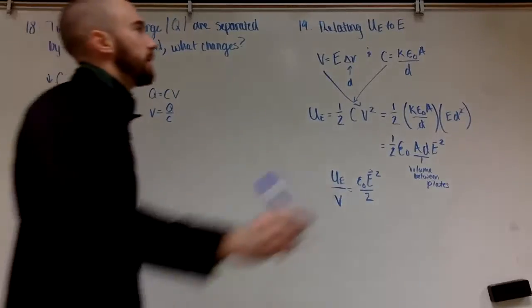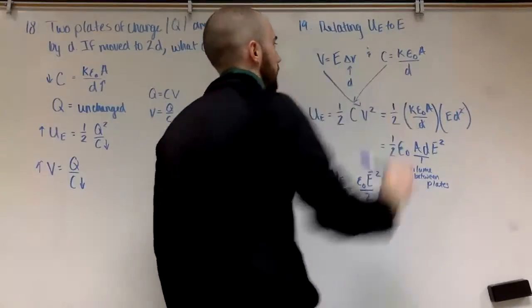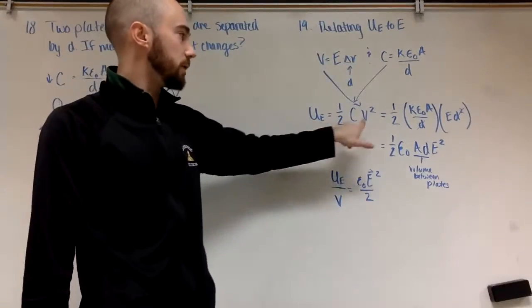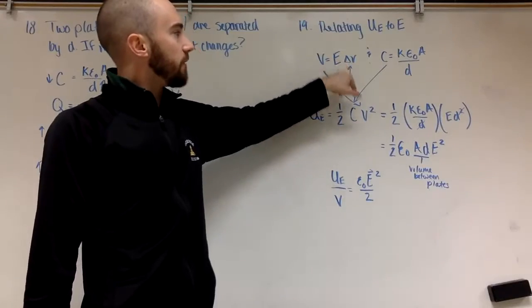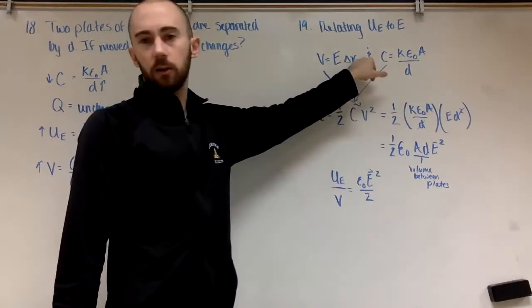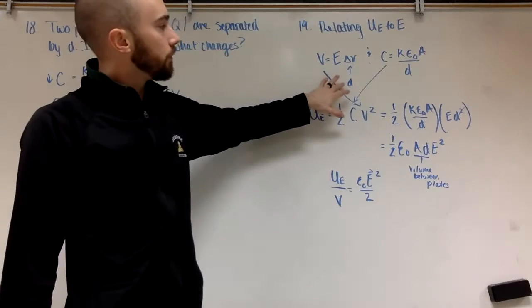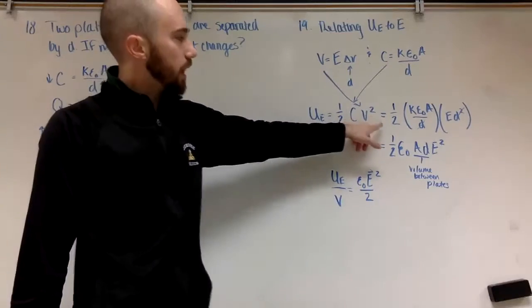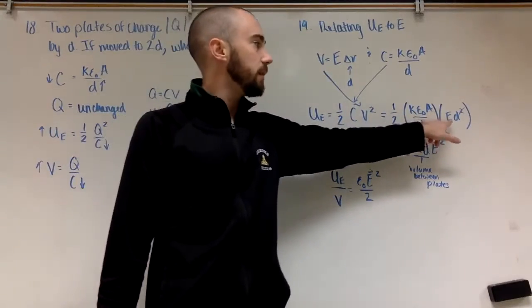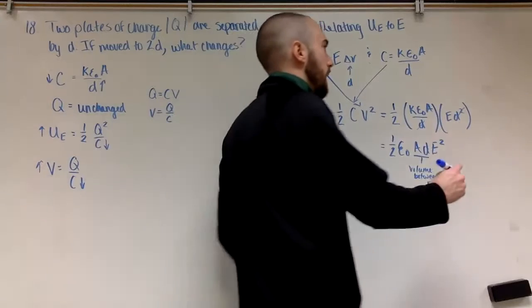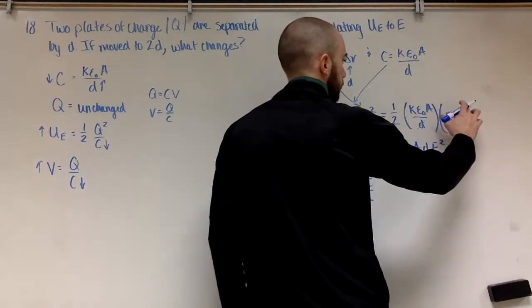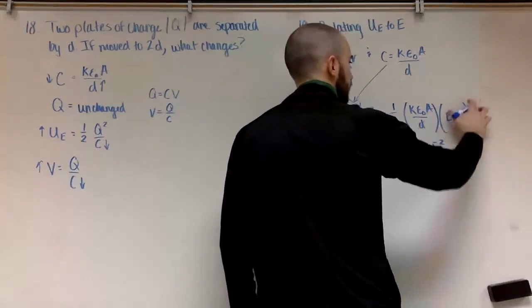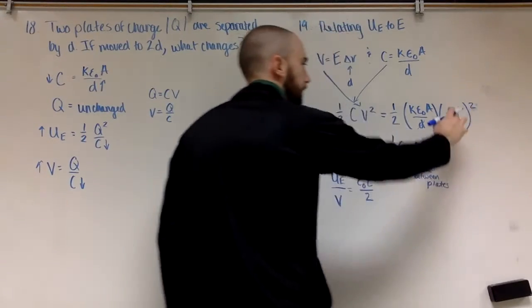Now, one last thing we're going to look at is relating our electric potential energy to our electric field. First thing I want to do is look at voltage and capacitance because my electric potential energy has both of those in there. Now, if I make R and D both the same unit, I'll just choose D. If I put those in the same thing, I can now plug into 1/2 CV squared. I get 1/2 K epsilon naught A over D times electric field times D, all squared. Hold on, this D should be outside. There we go. Now we can cancel it with one of the D's.